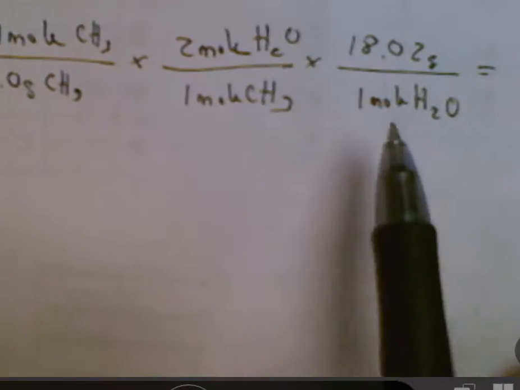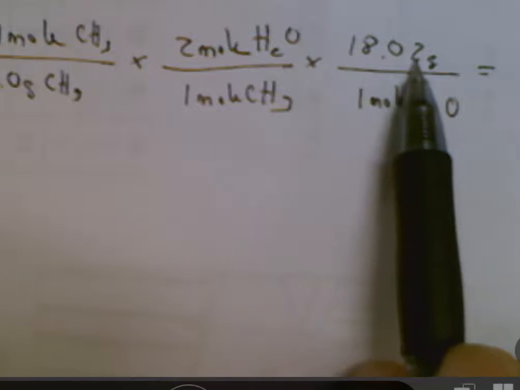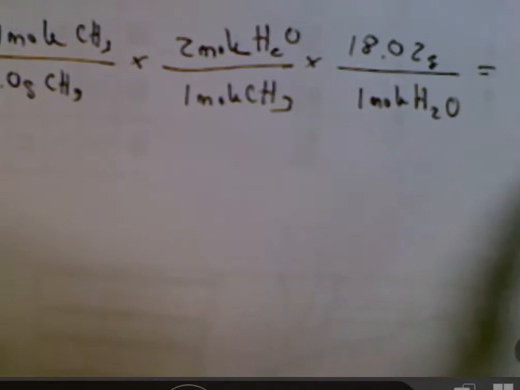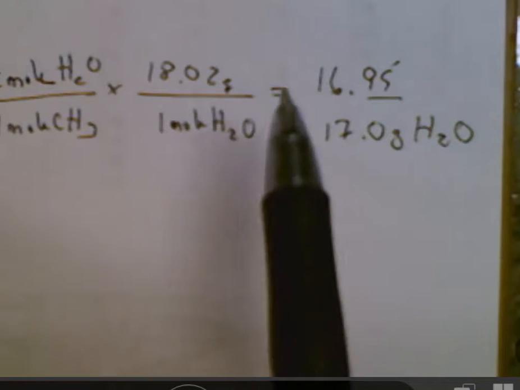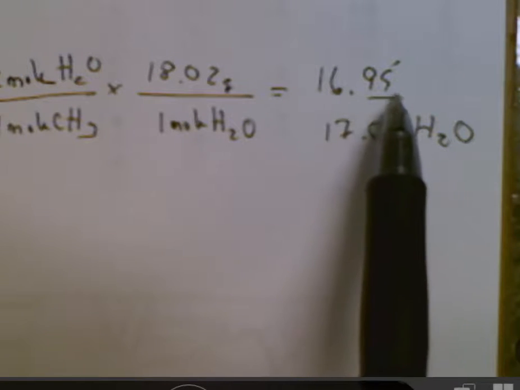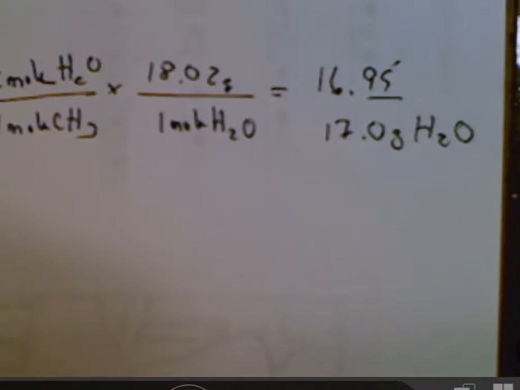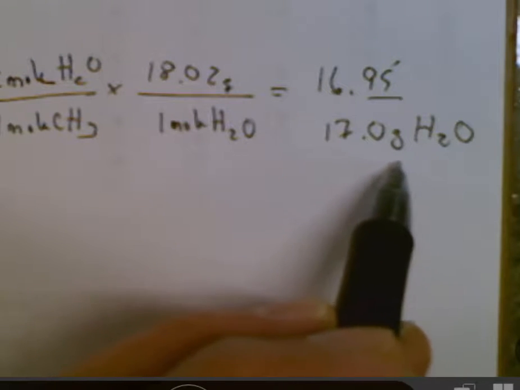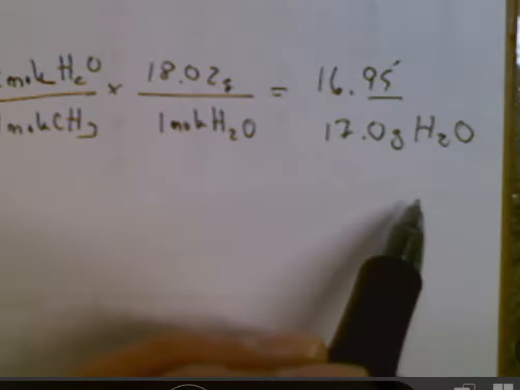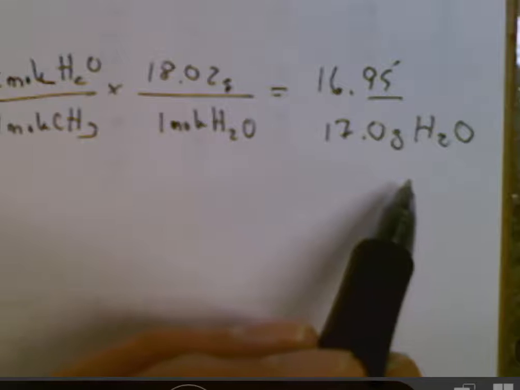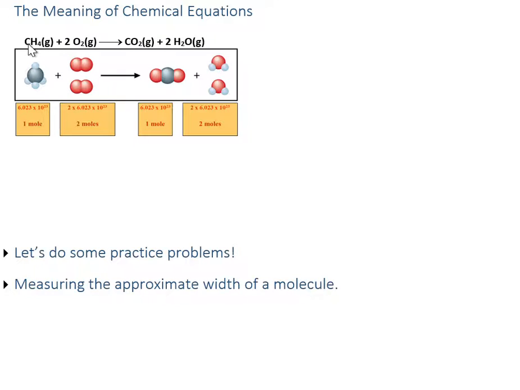Well, I know that 1 mole of water has 18.02 grams, and there are 2 moles of water. So I could finish that out, and I calculate that at 16.95 grams, but I only have 3 significant figures, so I'm going to round that to 17.0 grams of water. But you can see we did something very, very powerful here. We used the molar relationship between methane and oxygen and water, and we figured out how many grams of water would be produced if we started off with 25 grams of methane. That's good chemistry calculating right there.